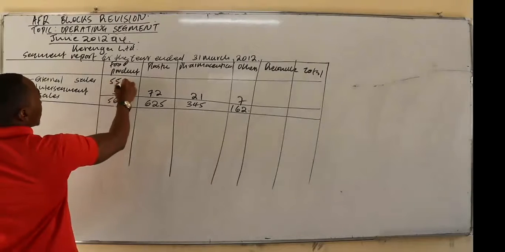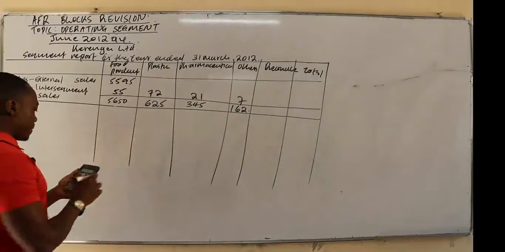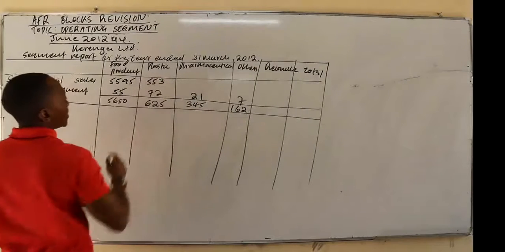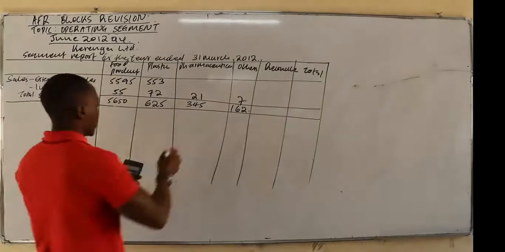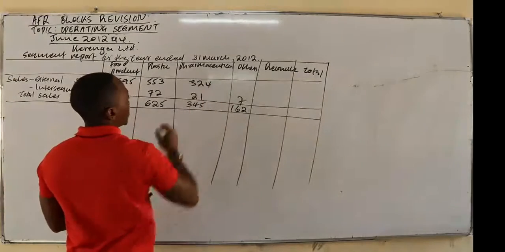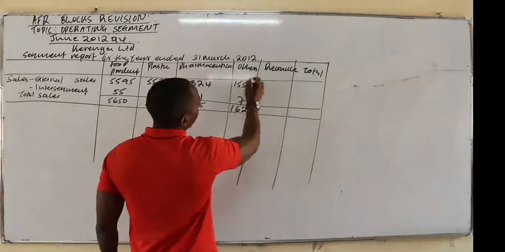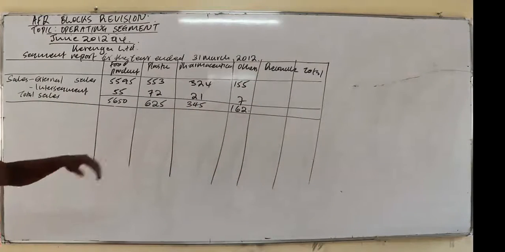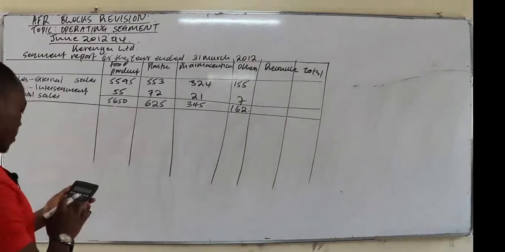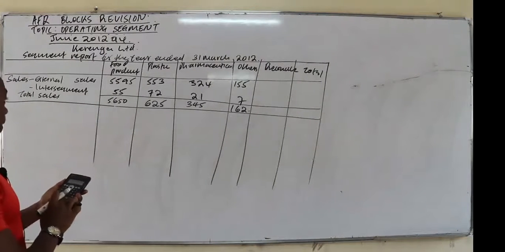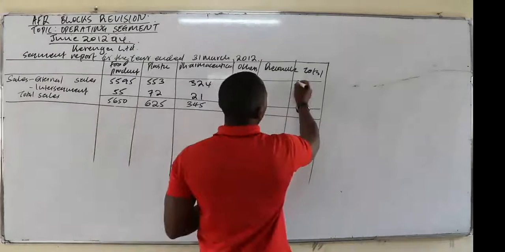55, 95. 553. 324. And this is 155. Now let's reconcile that. So can you add the total sales from external, the external sales? And the total we have is 6627.